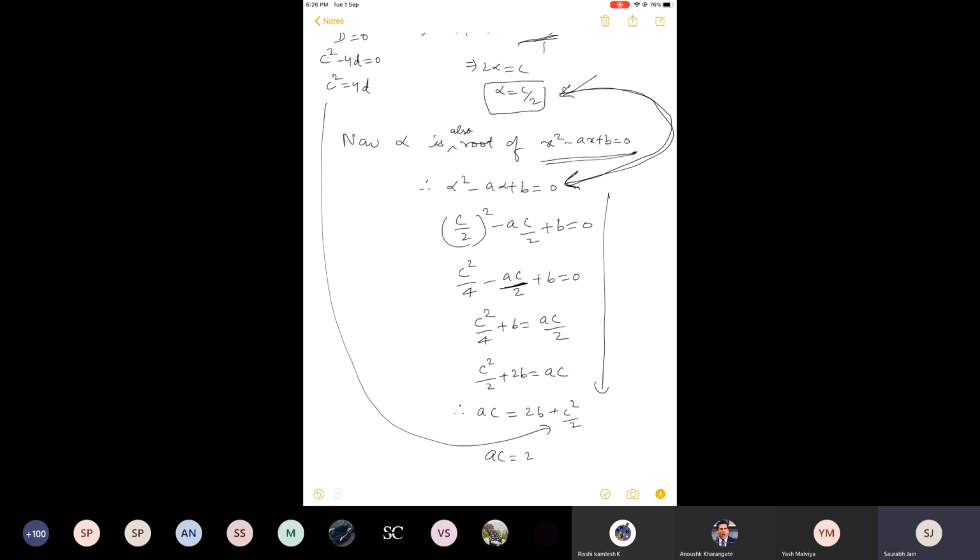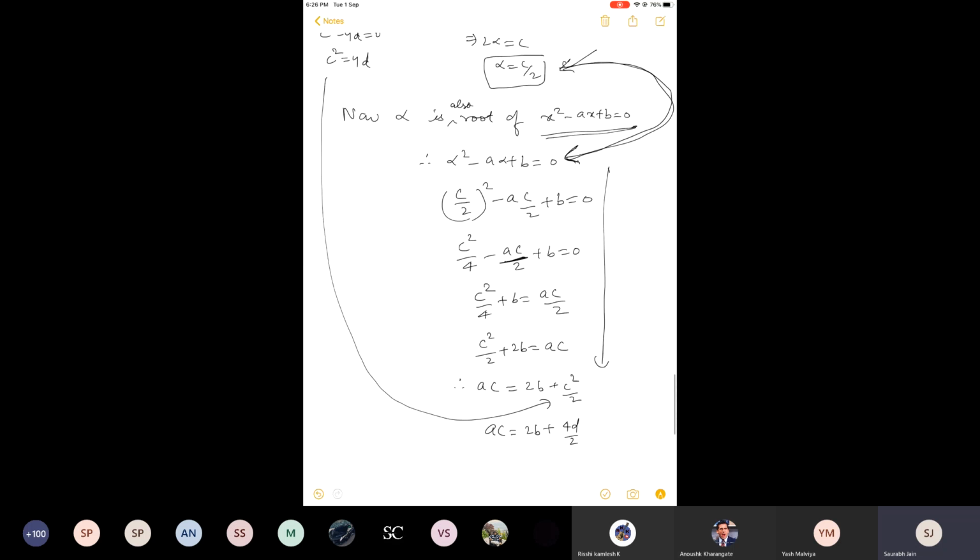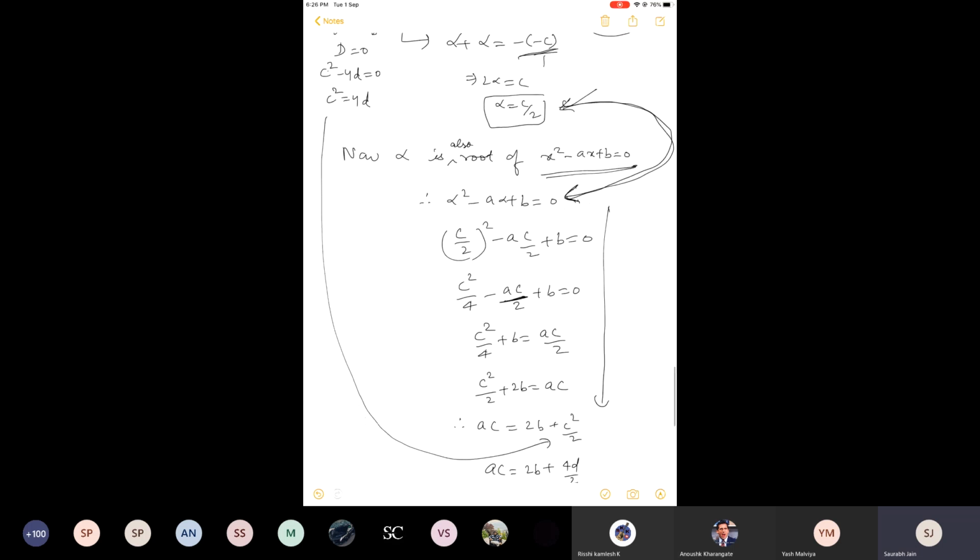So this will be twice of b plus, in place of c square, I will write 4d by 2. And this is your answer. AC is 2b plus 2d or 2 times of b plus d. Okay. So because we have to match the options, what can you understand from the options? You can understand that you have to find the answer in terms of b and d.